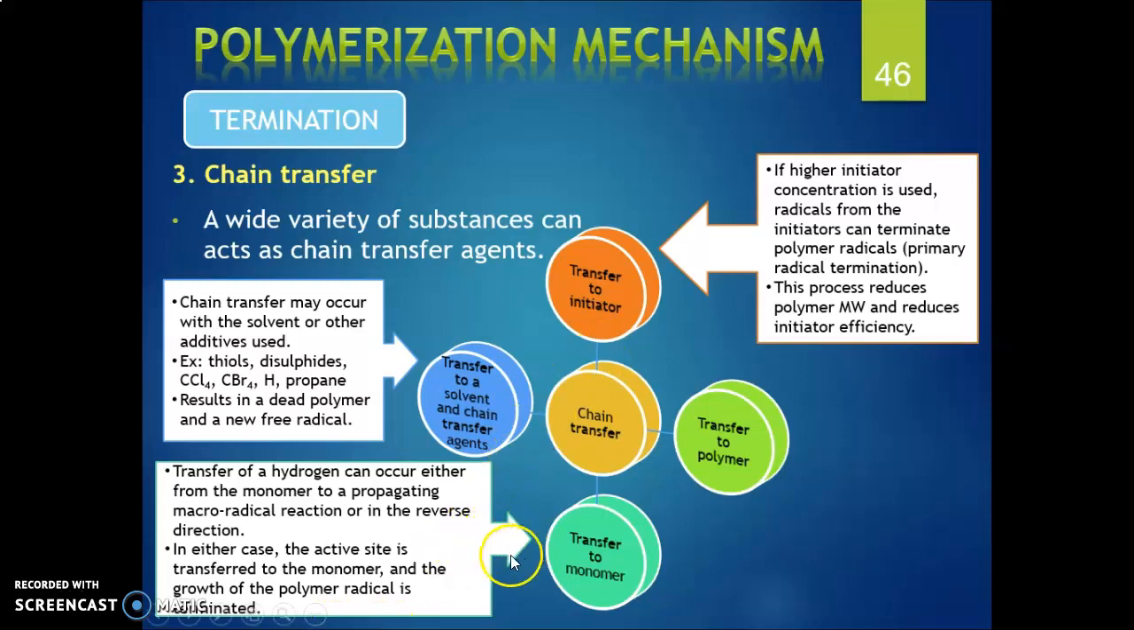For chain transfer to monomer, transfer of hydrogen can occur either from the monomer to a propagating macro radical or in the reverse direction. In either case, the active site is transferred to the monomer and the growth of the polymer radical is terminated. For chain transfer to initiator, it will reduce the polymer molecular weight and initiator efficiency. For chain transfer to polymer, it will produce a dead polymer with a new free radical polymer.